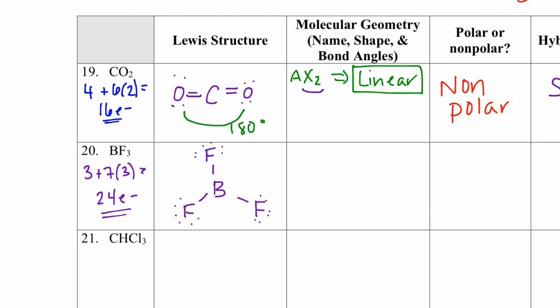Now, normally we would look at this and say, hey, that center boron only has 6, it should have 8, let's make a double bond. But boron is one of the exceptions, it's a reduced octet. It's okay with 6 electrons. So we're actually done our Lewis structure just as it is.